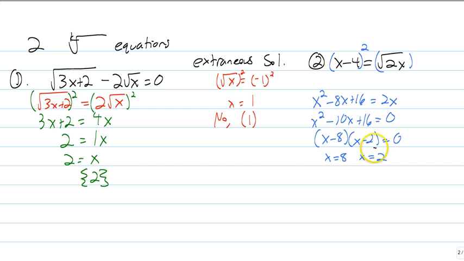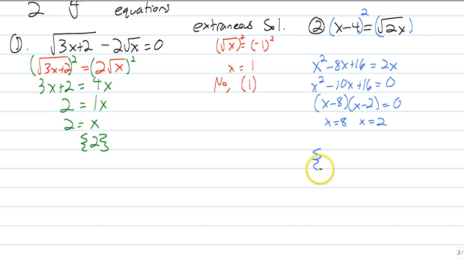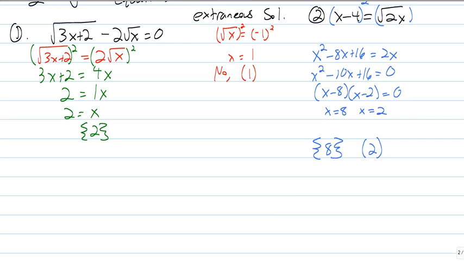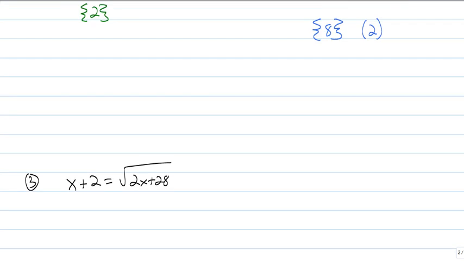Here's where we have a problem. 8 should work, right? 8 minus 4 is 4, you get a positive. 8 times 2 is 16, you can take a square root of that. But here's the problem. Put a 2 back in. If you put a 2 back into the x minus 4, you get a negative 2. There is no way that this square root on this side can come out to be a negative. So my solution for this problem is that 8 is a solution that is real and it works, and 2 is an extraneous solution because if you plug it back in, it doesn't match up. So always check these, always.